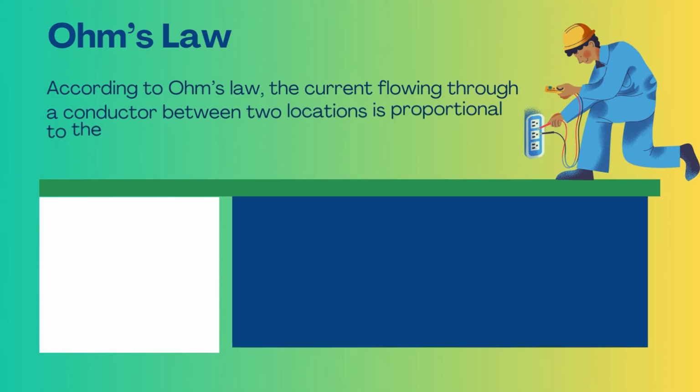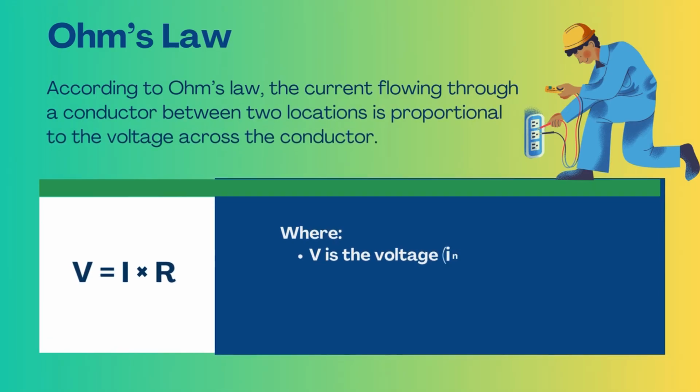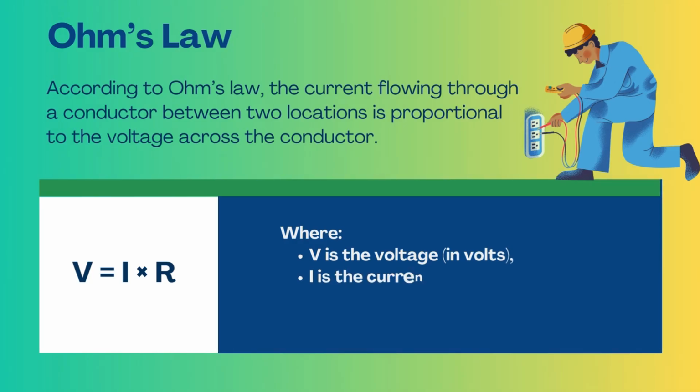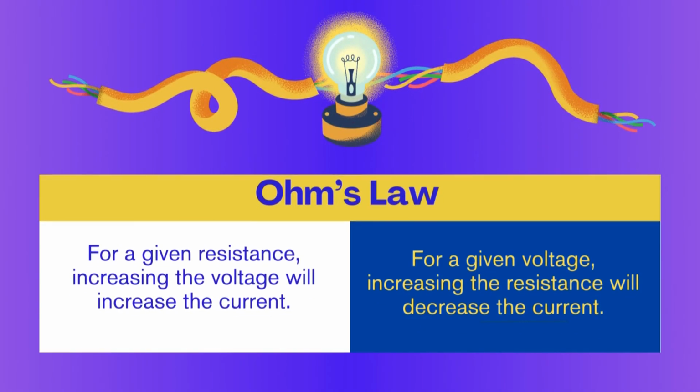According to Ohm's law, the current flowing through a conductor between two locations is proportional to the voltage across the conductor. That is, if V is the voltage and I is current, then V is proportional to I and the proportionality constant is resistance, that is R. Ohm's law tells us that for a given resistance, increasing the voltage will increase the current. For a given voltage, increasing the resistance will decrease the current.